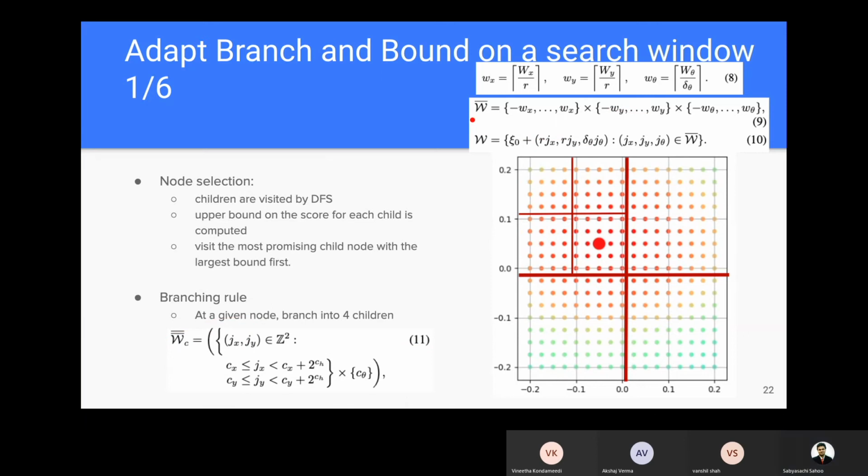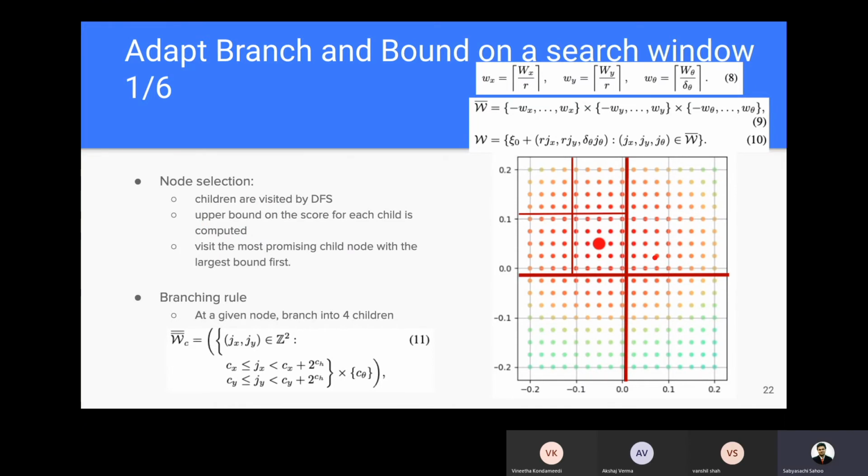Okay, any questions on how we are going to proceed or how the problem is set up for finding poses? We'll discuss how the upper bound is calculated for each of the partitions.